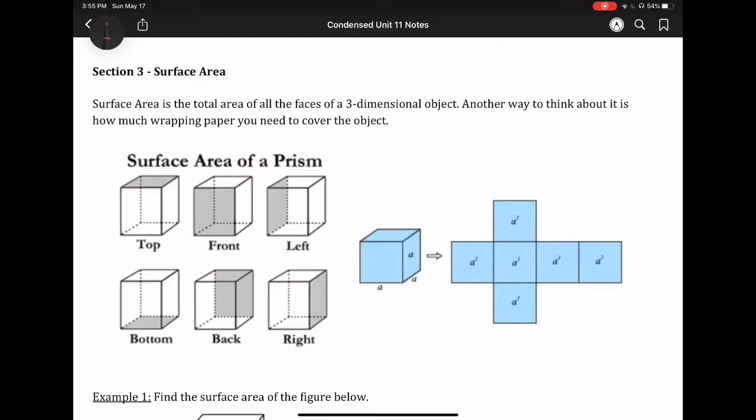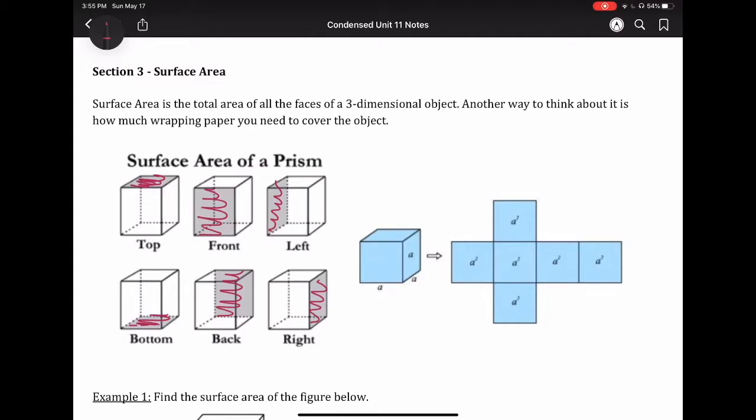So if we're looking at these pictures here, the surface area of a prism, you have to find the area of the top of the shape, the bottom of the shape, the front side of the shape, the back side of the shape, the left side of the shape, and the right side of the shape. Once you have the area of each of those sides, you add them together and that's your total surface area.